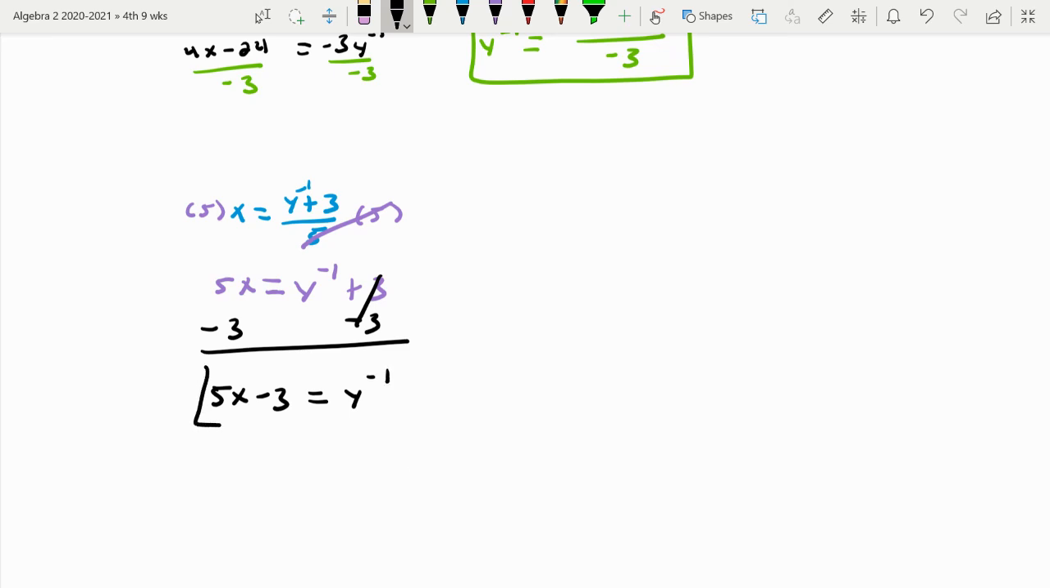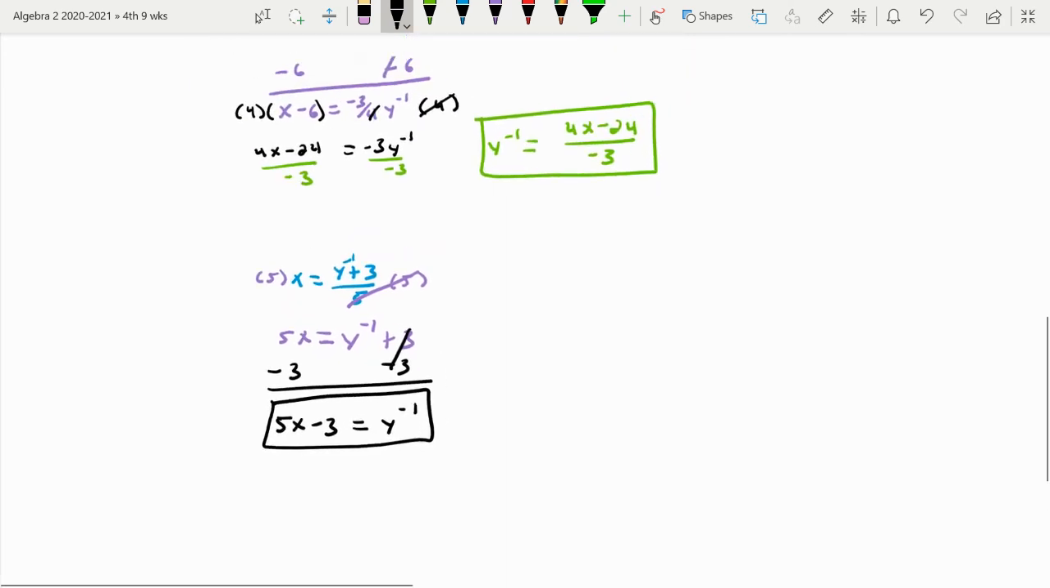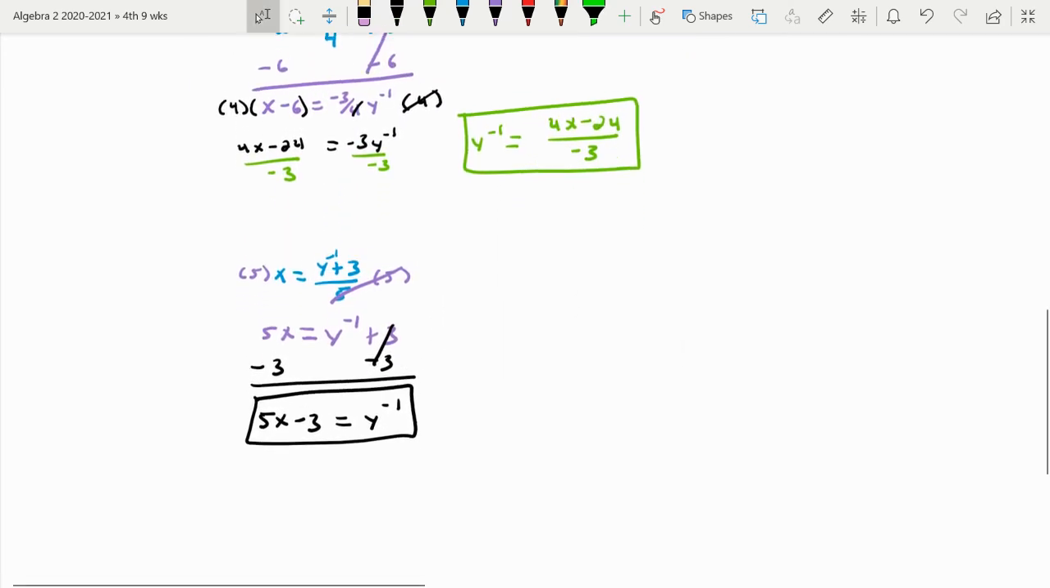And that is all. All right, guys, so that's how you get your inverse equation from an equation. And you know that they're opposites of each other.